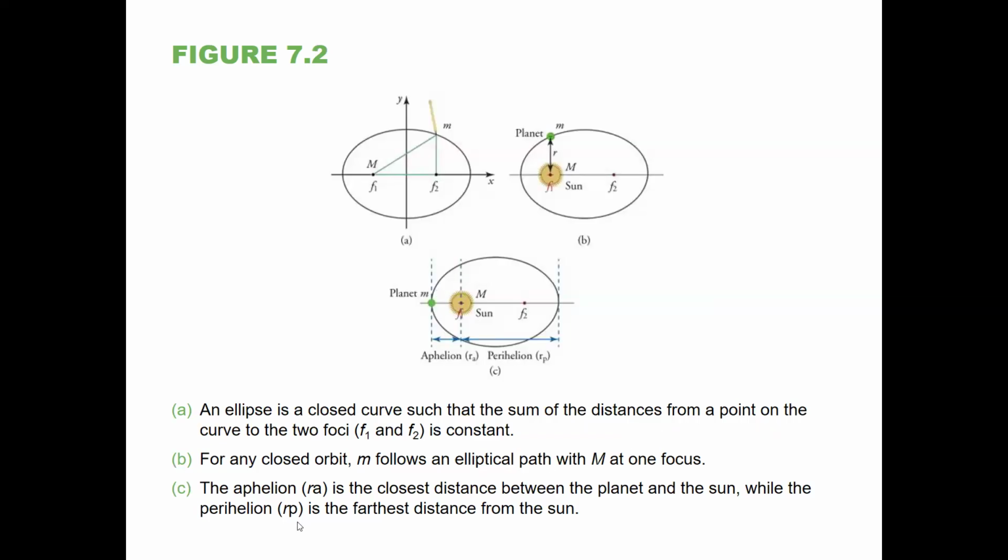So for any closed orbit, little m, that is the planet that is moving around the sun, follows this elliptical path with M at one focus. So big M represents the big mass, the sun. The sun is big M, while the planet is little m. So the aphelion is the closest distance between the planet and the sun. The closest distance between little m and big M, that is the aphelion, while the distance between the big M, the sun, and the planet, that is the farthest, is known as the perihelion.